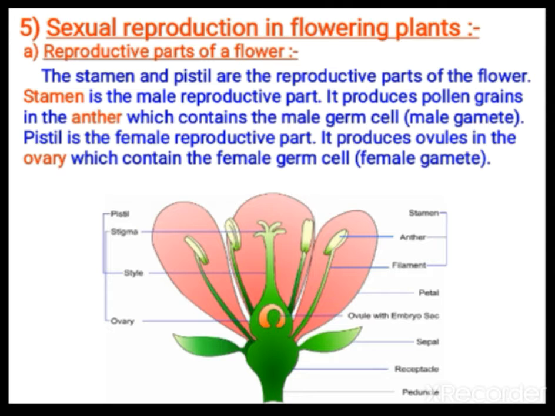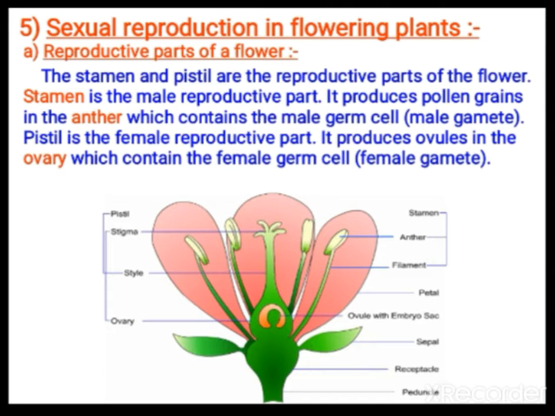In a flower there are four main floral parts. The green colored portion you call sepal, and the colored portion you call petals, and the male part you call androecium, and the female portion you call gynoecium. Stamen is the male part, that is androecium. And gynoecium is the ovary and the associated structures. Otherwise it can be known as pistil also.